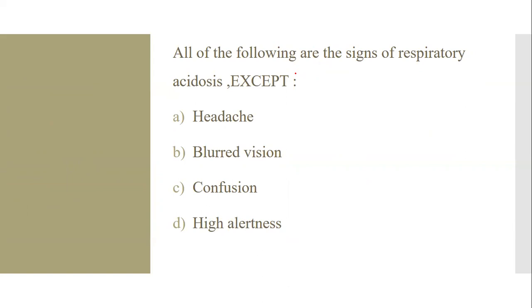All of the following are the signs of respiratory acidosis except. So the key point is except. Our options are headache, blurred vision, confusion, and high alertness. So we should know what is respiratory acidosis.